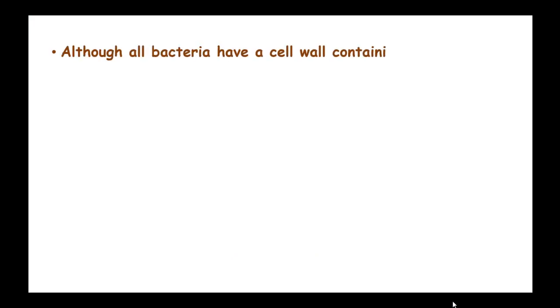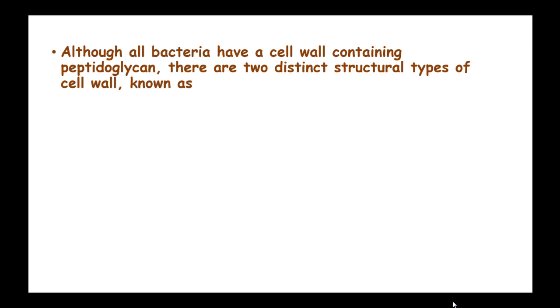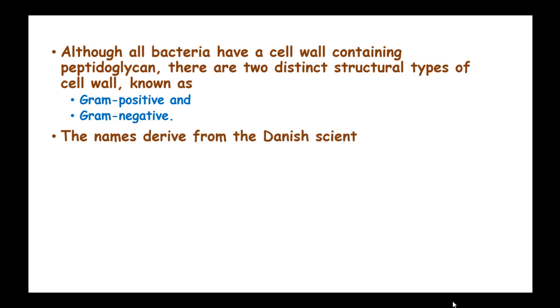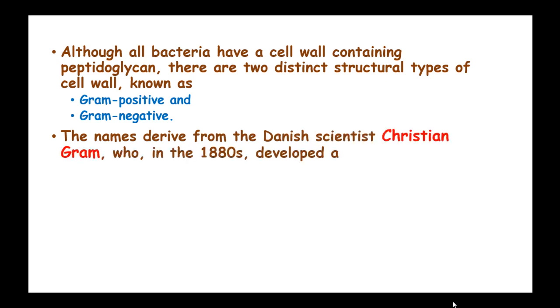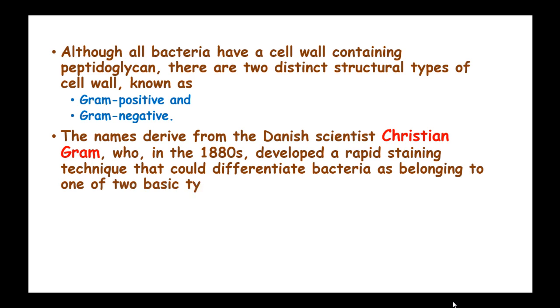Although all bacteria have a cell wall containing peptidoglycan, there are two distinct structural types of cell wall known as gram-positive and gram-negative. The names derive from the Danish scientist Christian Gram, who in the year 1880 derived the rapid staining technique which could differentiate bacteria belonging to one of the two basic types, and this technique was known as Gram staining.